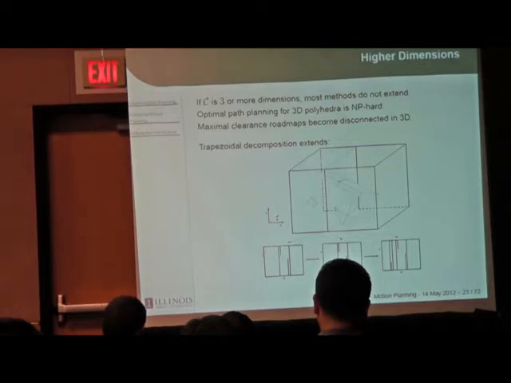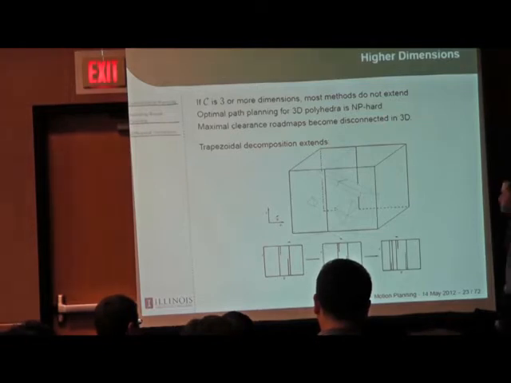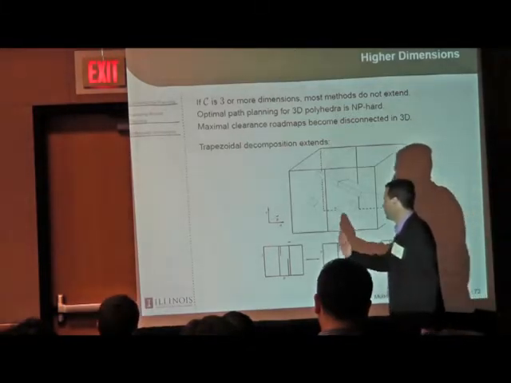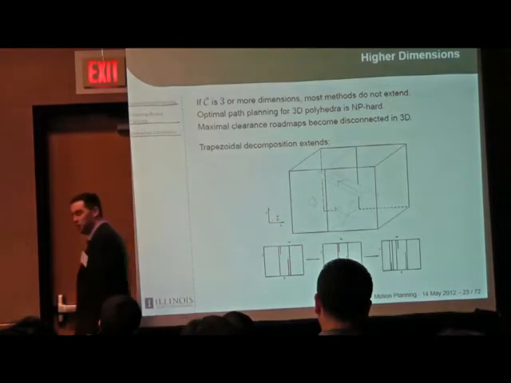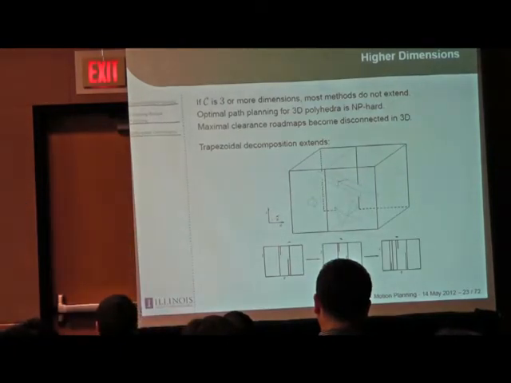Maximum clearance roadmaps, well, they become disconnected in 3D. You have to add more pieces, it gets more difficult. But the trapezoidal decomposition method, it turns out, extends beautifully. You just get kind of 3-dimensional boxes. And you just recursively apply the method to each dimension, and it's really, really nice. So that's one method that does extend. So if you have polyhedra in 3 dimensions, or for some reason you may have piecewise linear representations in n dimensions, this is a nice method, actually. If you don't go crazy trying to maintain data structures that are higher than 3 dimensions. I mean, that's another issue, but it's really clean, nice algorithms for that.